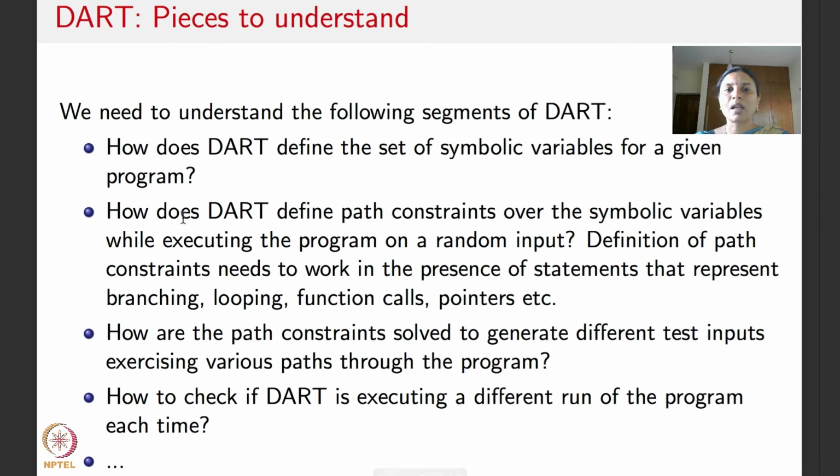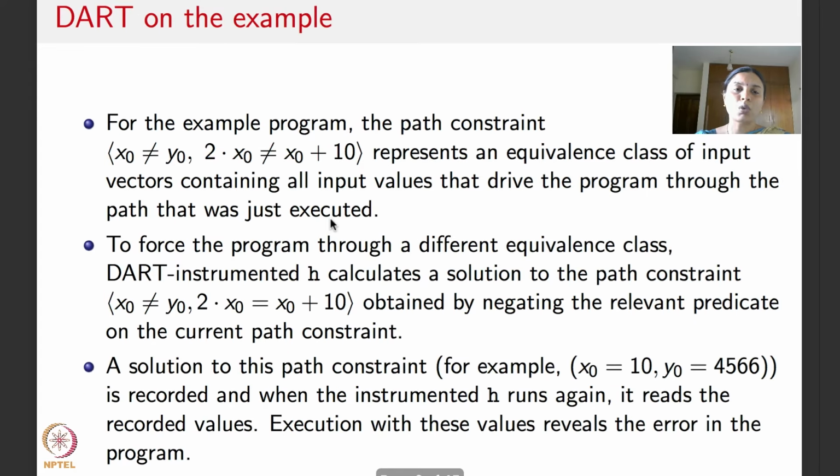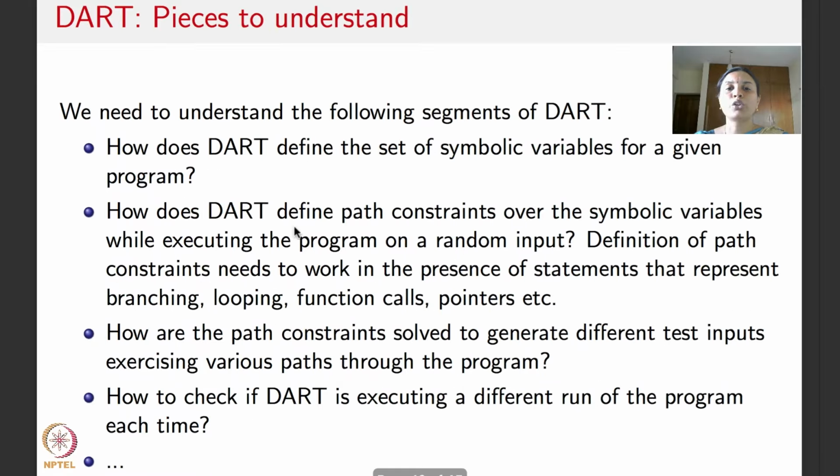The second is, how does Dart define path constraints over the symbolic inputs while it executes the program on a random input? Which means what? Here it executed a program on a random input and it generated these two path constraints corresponding to the path taken by the program on the random input. How does Dart do that?